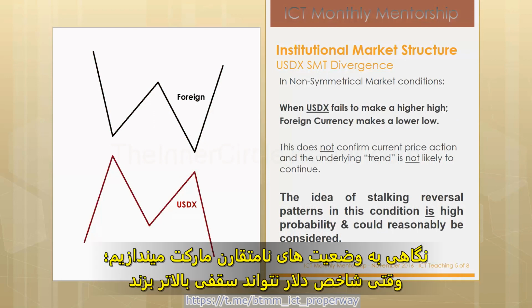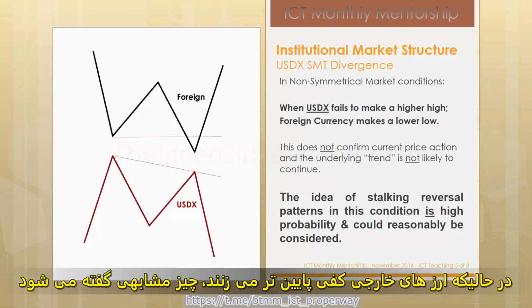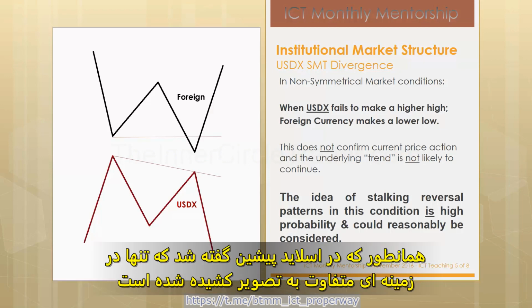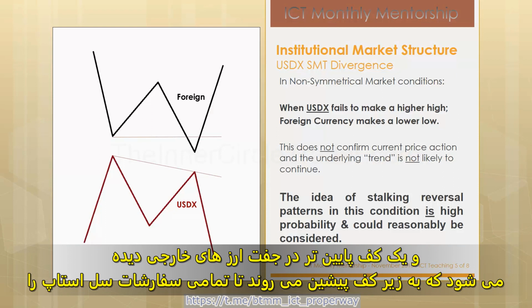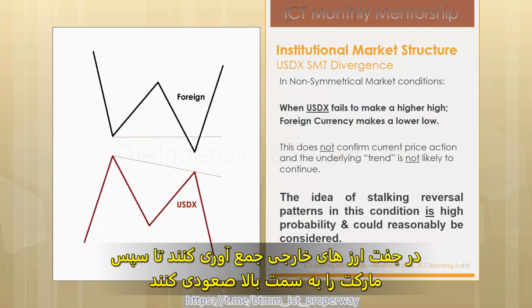Again, looking at non-symmetrical market conditions, when the dollar index fails to make a higher high while foreign currencies make a lower low, the same thing is being said as we said in the previous slide. It's just being illustrated in a different context. This is showing the dollar index is failing to make a higher high. That means there's underlying weakness. And there's a lower low seen in foreign currency pairs. They're going down below a previous low to accumulate all the sell stops on foreign currency pairs. Then they'll rally the market higher.